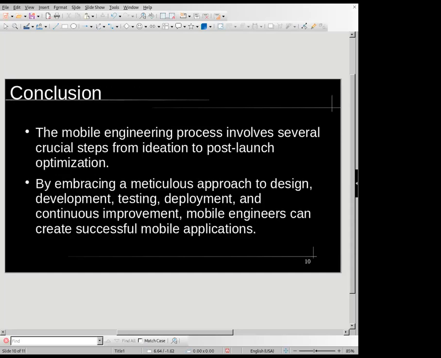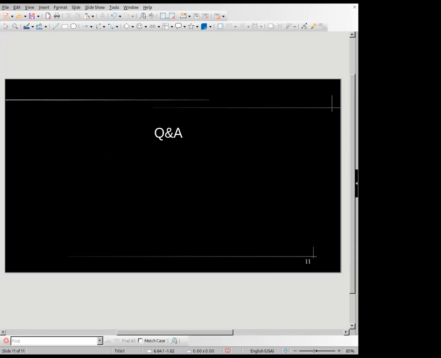So in conclusion, the mobile engineering process involves several crucial steps from ideation to post-launch optimization. By embracing a meticulous approach to design, development, testing, deployment, and continuous improvement, mobile engineers can create successful applications. So that was all. Any questions?